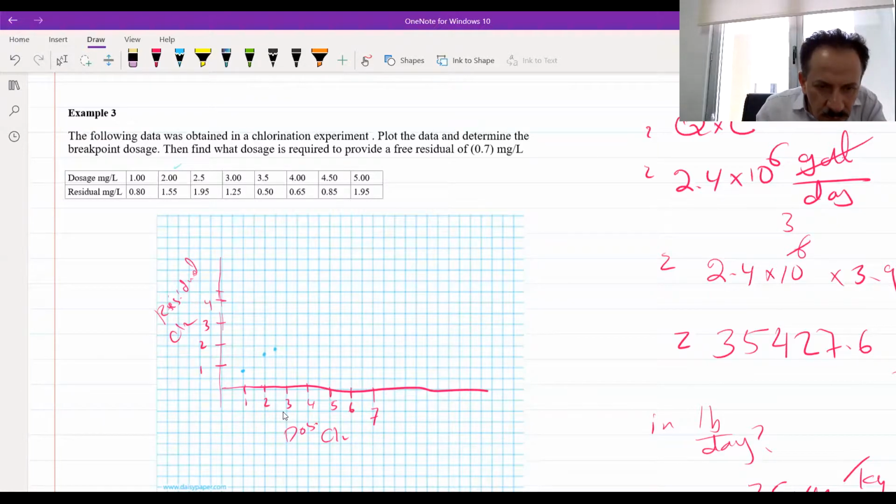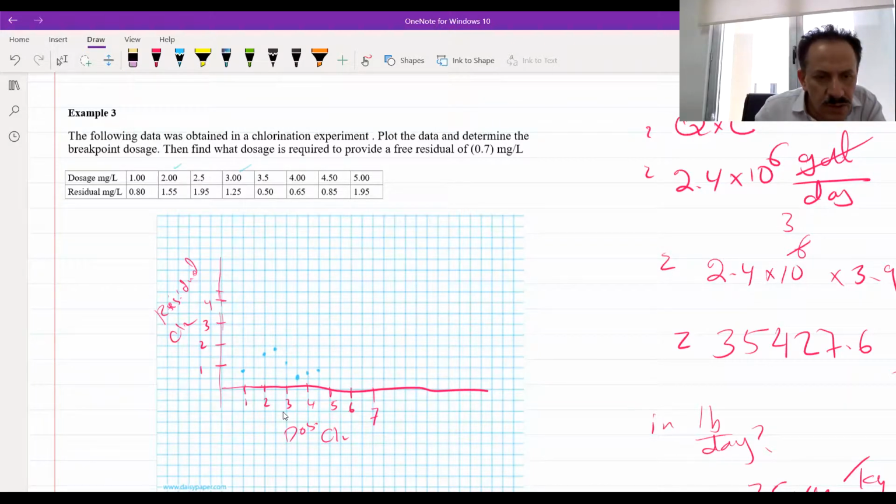So what will happen, or what happened? At 1.25, this curve is coming down. When we have 3.5, this is 3.5, the residual is 0.5, and this is 0.5. And when we add 4, this is 4, then it will become 0.65. It increased slightly. And when we have 4.5, this is 4.5, it increased more, but it's still below 1. And at 5, we have 1.9.